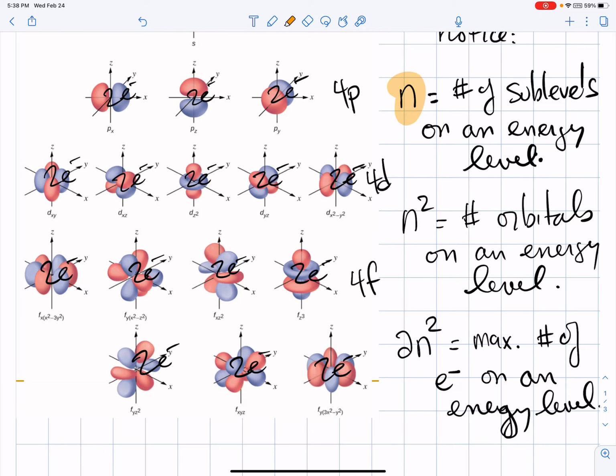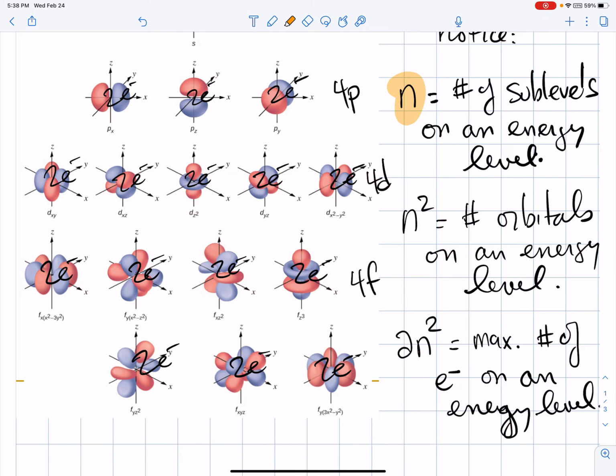Now, N squared, if you take the value of N and square it, this will give you the number of orbitals that are in a given energy level. So pause and write that down if you need to. But what does this mean? When you're on level 1, when N is a 1, 1 squared gives me 1. So on level 1, there's only going to be 1 orbital, and that's the 1s orbital.